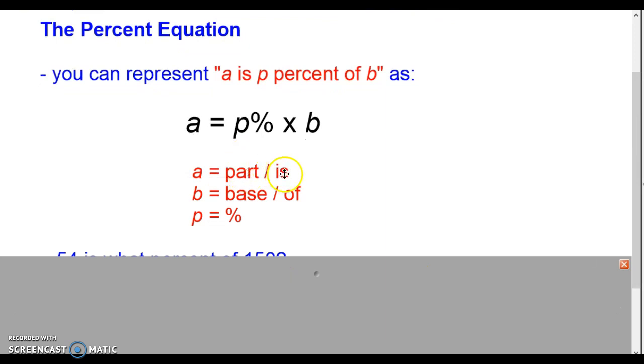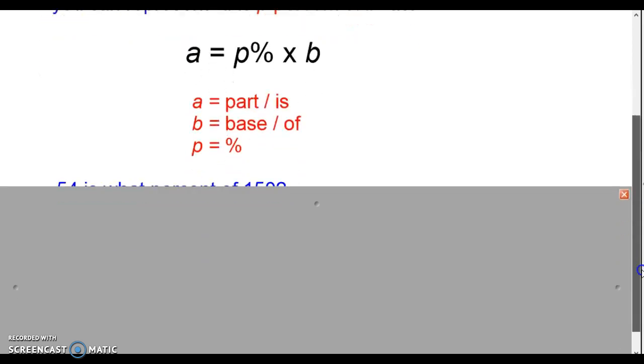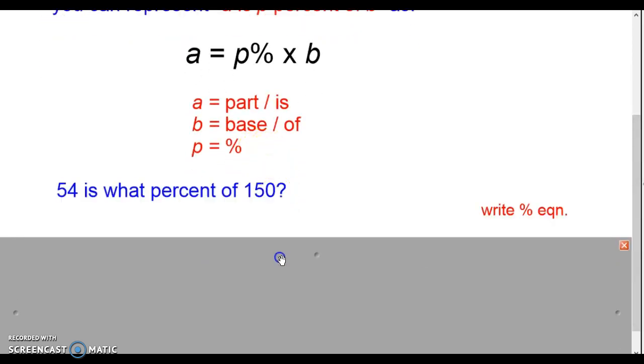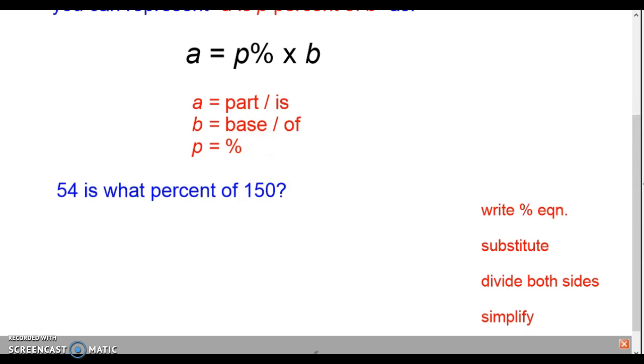A is the part or the "is." So right here would be our part or "is." P is your percent, which you would write as a decimal. And B is your base, your whole, or your "of." So now looking at this problem, 54 is what percent of 150?